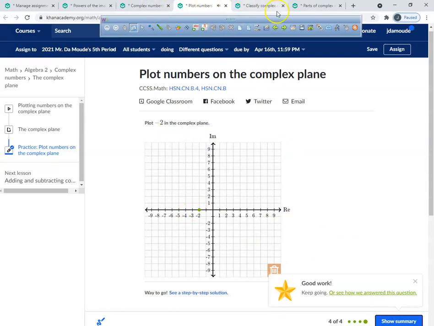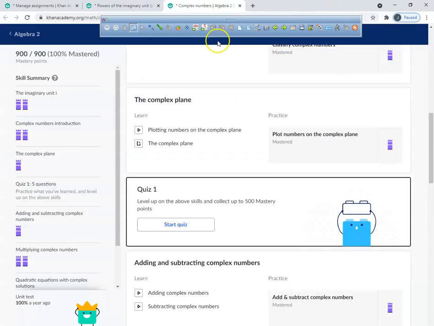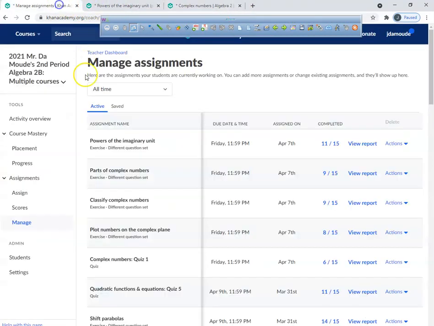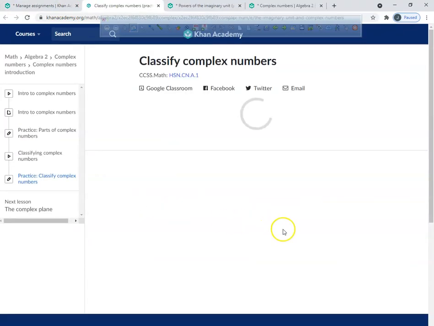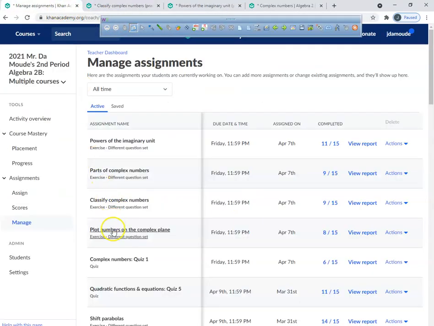Let me go back. That was just too easy. You're like, why did you even give us these assignments? Because I'm trying to boost your grade. I mean, I'm trying to make your grade go higher. Okay? Not classify, sorry. I want to plot.